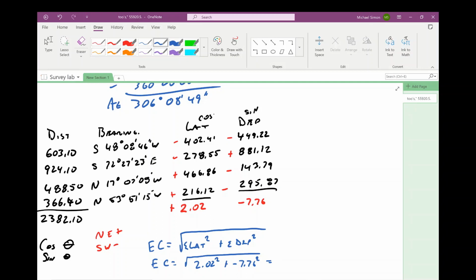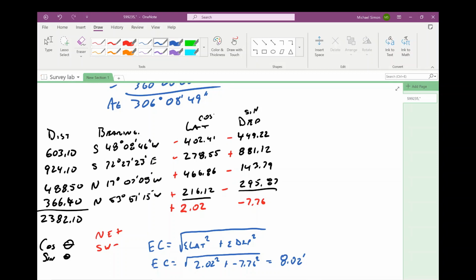2.02 squared plus negative 7.76 squared, square root. Wow, I'm off by 8 feet, 8.02 feet, right? Being off by that far, even though we are going by about a half a mile, you're still way too far off. You'd have to redo the survey. This is too much to be adjusting in a real world situation. In college, where nothing's real, we can adjust anything.